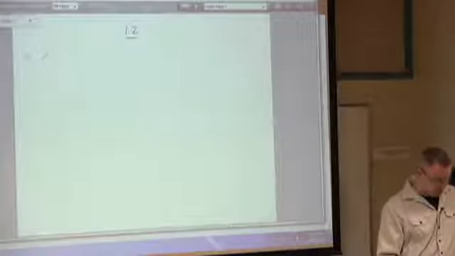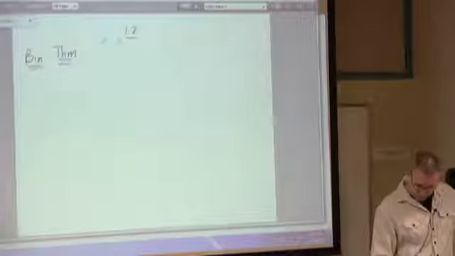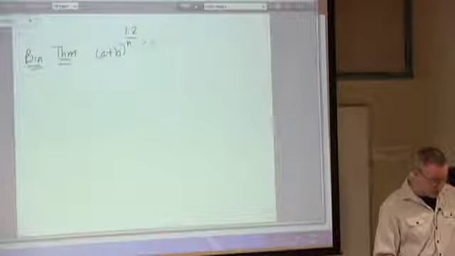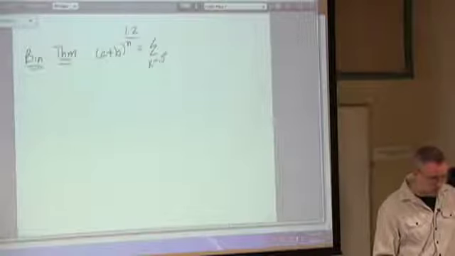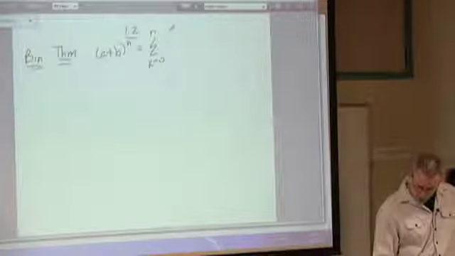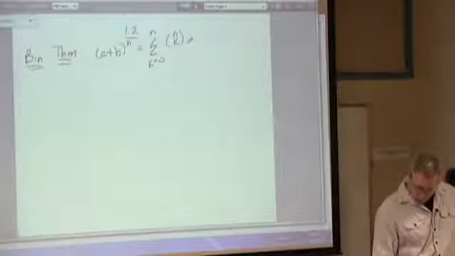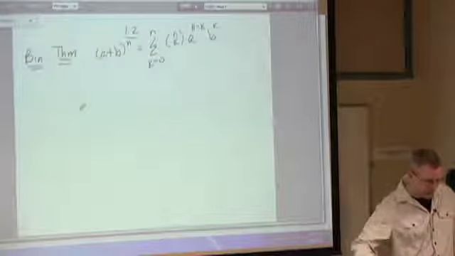Okay, so the binomial theorem says that (a plus b) to the n is equal to the sum from k equals 0 to n of n choose k, a to the n minus k, b to the k. You said b to the k? Yes.